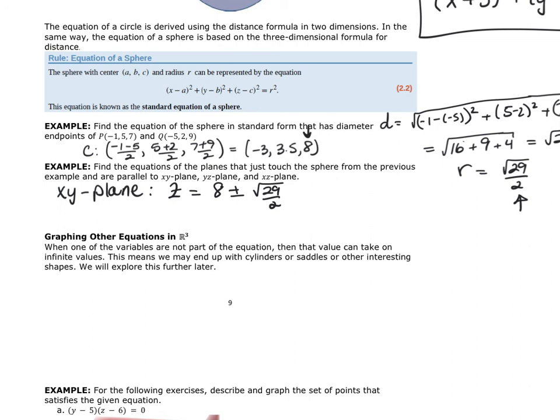I do the same thing for the yz plane. I would take the variable that's missing, which is x. Its center piece is -3, and I'm going to add and subtract to it the radius. That way it'd be just touching at the top and the bottom of the sphere in the x direction. So the square root of 29 divided by 2, and I'll let you do the last one, which is the xz plane.